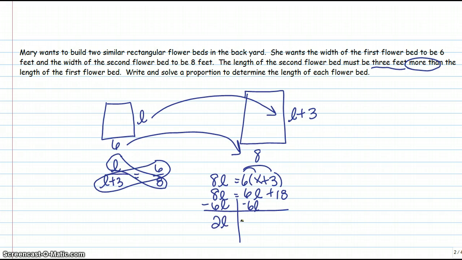That's going to give me 2L equals 18. I'm then going to divide by 2, so the length is going to be 9. Now that's the length of the first flower bed. The length of the second flower bed must then be 12.